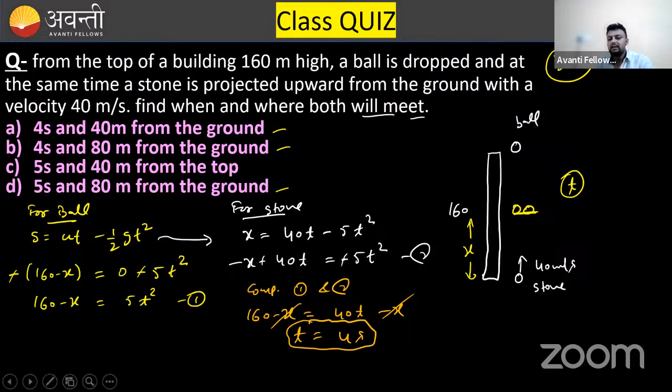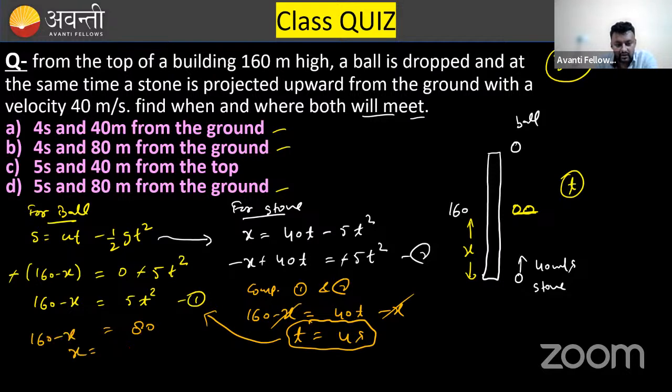After knowing T, you can place this T in any of the equations. If you put this T equals to 4 seconds in equation 1, you will get the answer. Like if I put it, what it will become? 16 into 5, 80 is equals to 160 minus X. So X will be 80 meter.